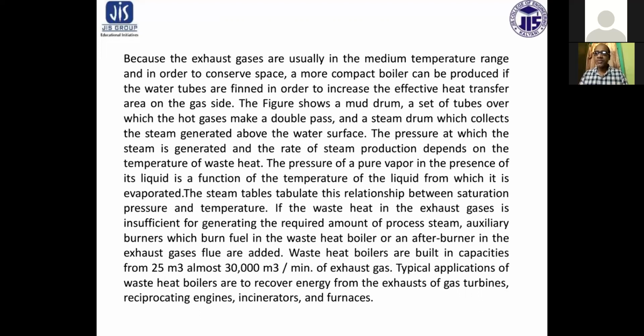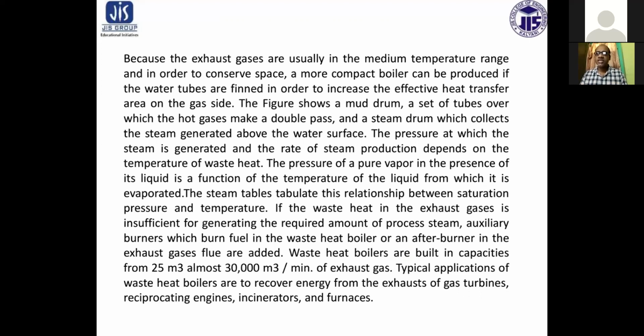The pressure at which the steam is generated and the rate of steam production depend on the temperature of the waste heat. The pressure of a pure vapor in the presence of its liquid is a function of the temperature of the liquid from which it is evaporated. The steam table tabulates this relationship between the saturation pressure and temperature.